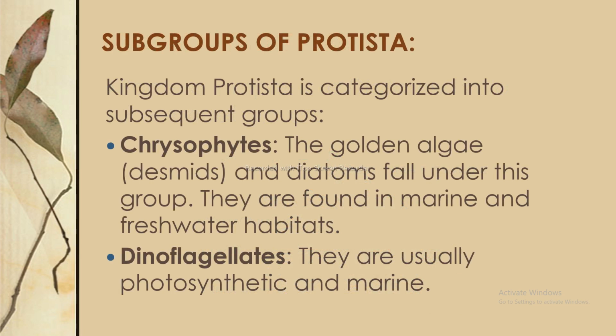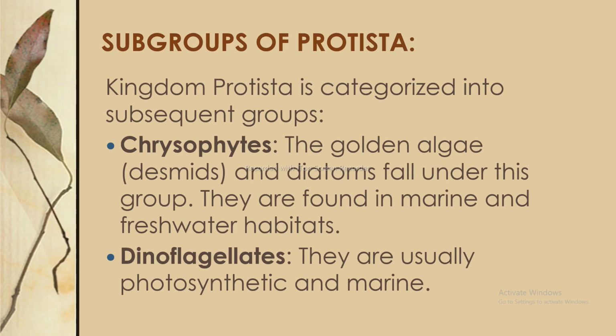Subgroups of Protista. Kingdom Protista is classified into subsequent groups and the first group is the Chrysophytes. The golden algae, which are also called desmids, and diatoms fall under this group. They are found in marine and freshwater habitats.